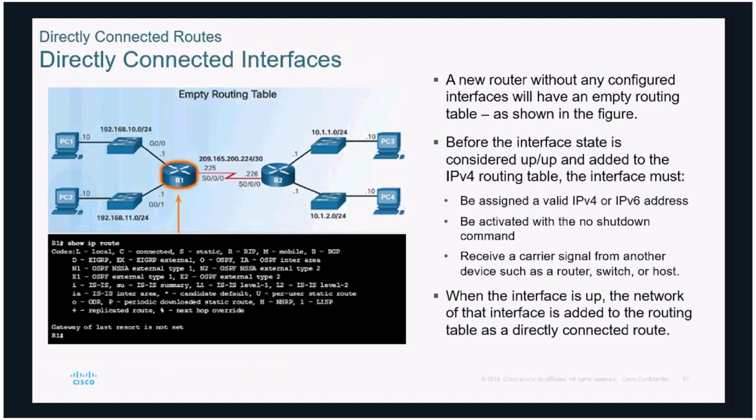Directly connected interfaces. A new router without any configured interfaces has an empty routing table. Nothing in it at all. This is one example. There's nothing in there. It's empty. Before you make an interface live, these are three things to remember when configuring a router to make sure the green light is on. It must be assigned a valid IP version 4 or IP version 6 address. It's a good troubleshooting list. It must be activated with a no shutdown command, and must receive a carrier signal from another device, router, switch, or host. When the interface is up, the network of that interface is added to the routing table as a directly connected route.